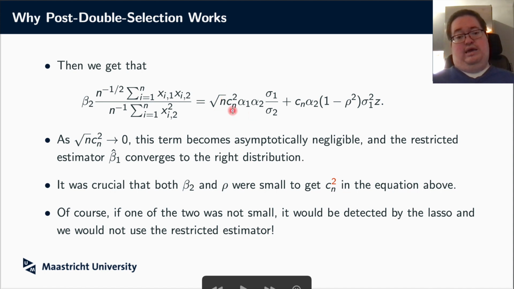Of course, this only happens if both beta 2 and rho are small, because only that gives you this square. But that is exactly what we are looking for by doing two initial regressions. Because if one of them would not be small, then one of these two initial regressions will pick it up. Now, only if they are both small, there's a chance that they will not get picked up. Well, but if they are both small, they are harmless because they are small enough to get rid of the omitted variable bias.